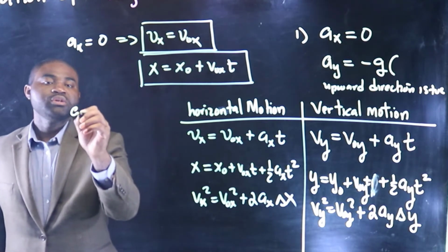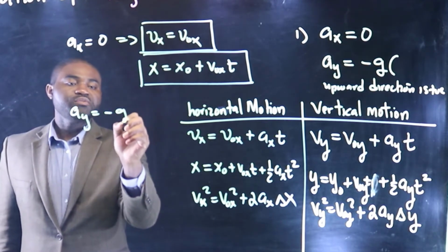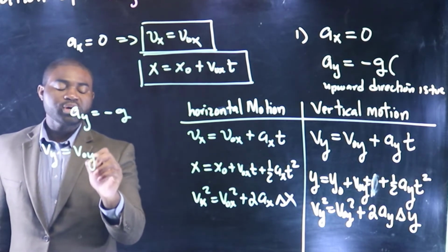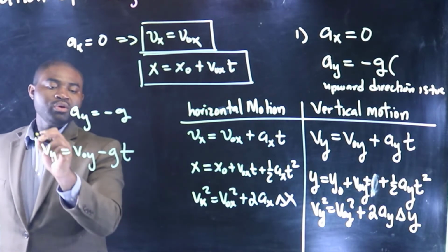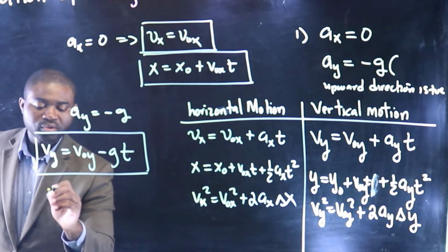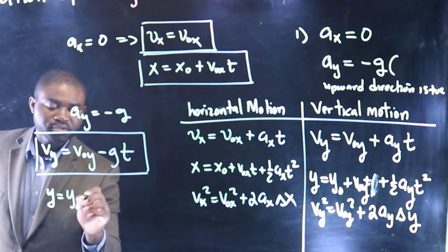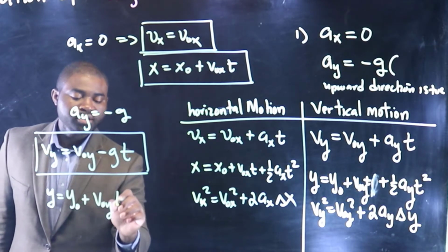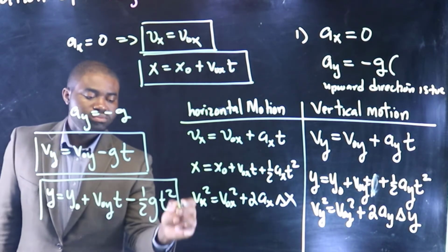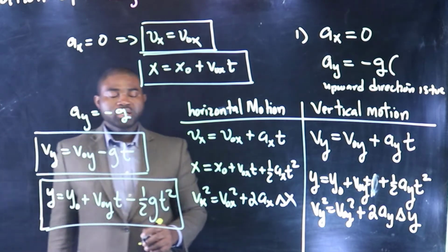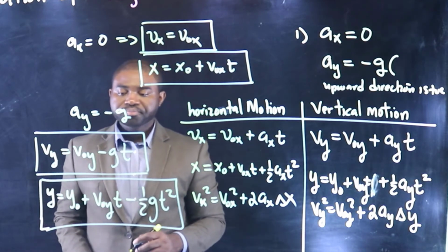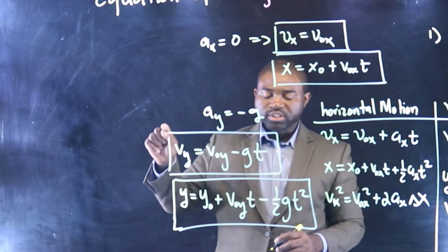Similarly, in the y direction, ay is equal to negative g. That would mean that vy is equal to voy minus gt. And that will also imply that y is equal to y naught plus voy t minus 1/2 g t squared. Clearly, what have you seen here? That the velocity in the y direction actually decreases.